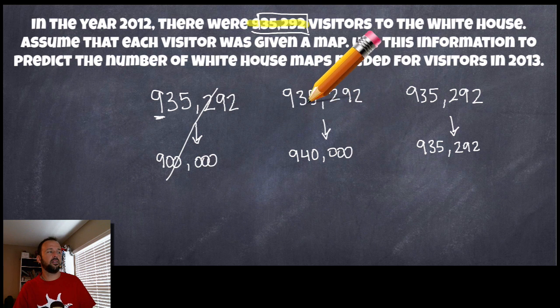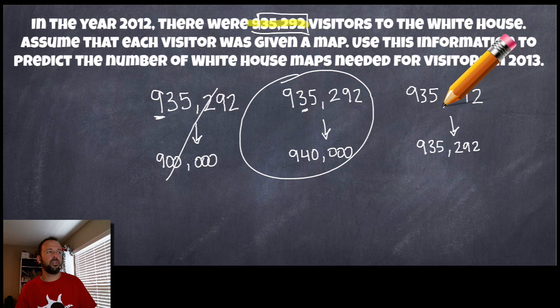If I come over here, 940,000, that's when I rounded to the 10,000s place, okay? When I round to the 10,000s place, I get 940,000. Now that one's pretty close to what we have, okay? With 940,000, I'd only be about 5,000 maps over what they used in 2012. So to me, that's pretty close without going too crazy over or too crazy under. It's right about where it needs to be. So this one right now is looking like my best estimate, okay?